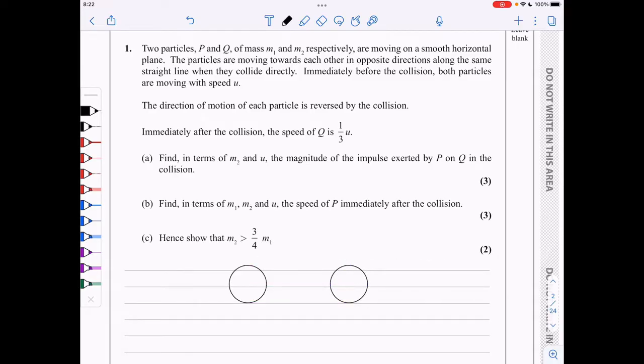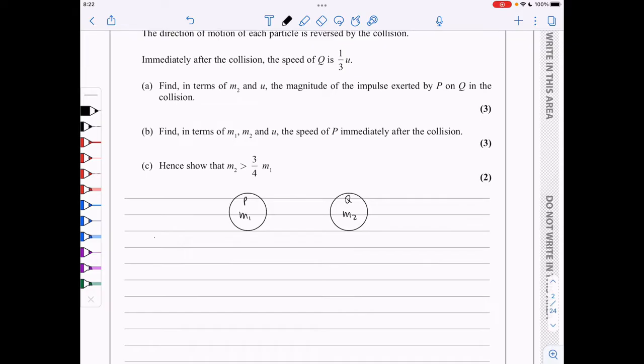So this is P, this is Q. We've got M1 and M2, the masses. Now, immediately before the collision, both particles are moving with speed u. So I like to write it before here. So before, they are moving towards each other with speeds of u. So this is u, and this is also u.